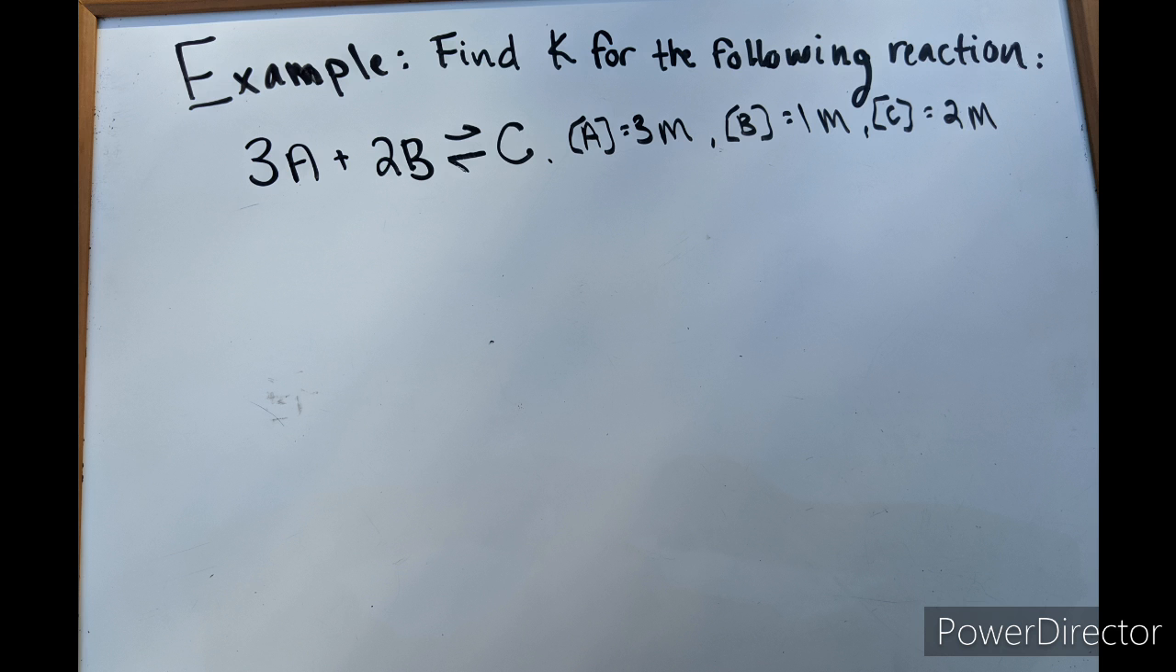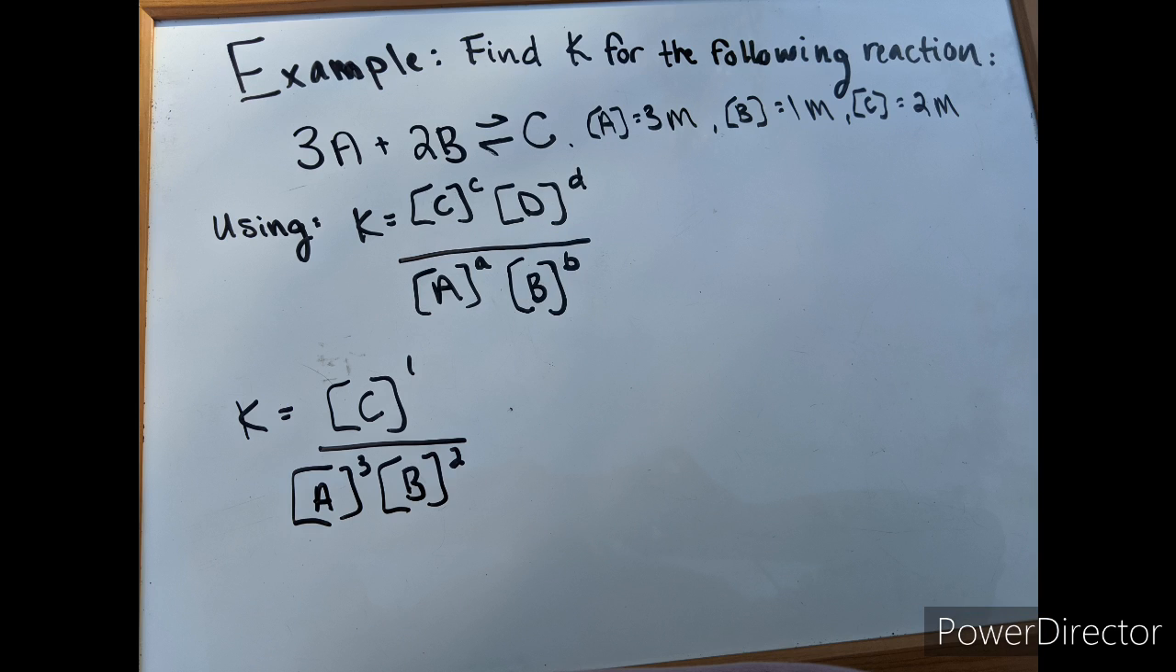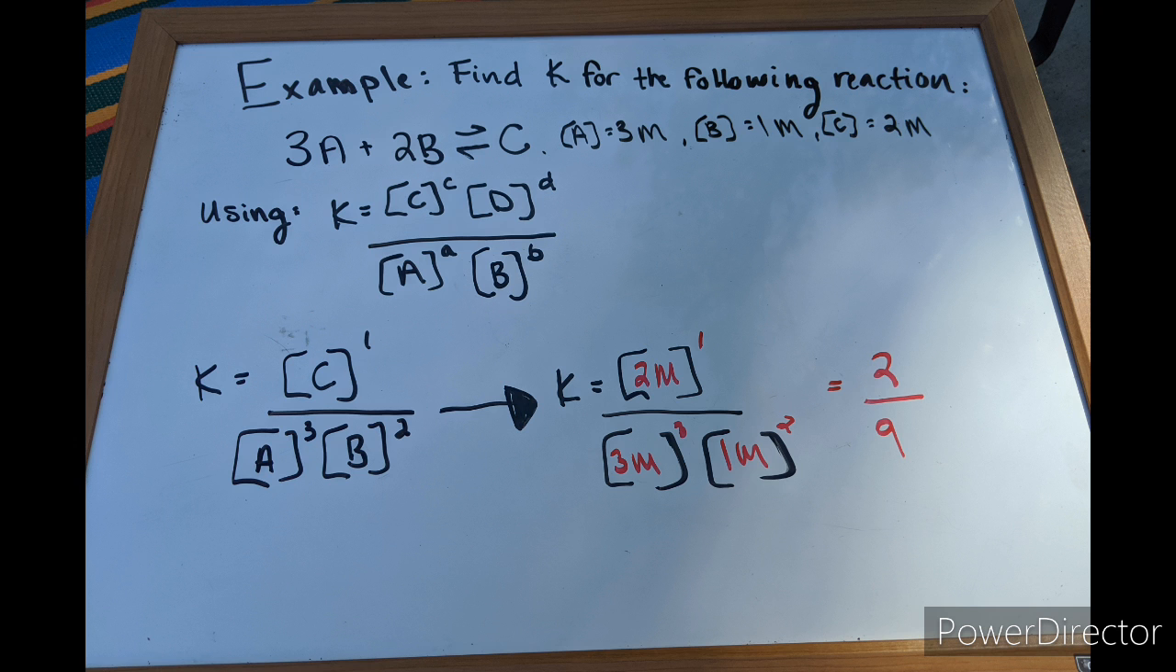Find K for the following reaction. The concentrations of each element are given. Using the formula below to solve for K, we can set up the equation with the product as the numerator and the reactants as the denominator. We can then proceed to plug in the concentrations and solve for K, which we learn is 2/9.